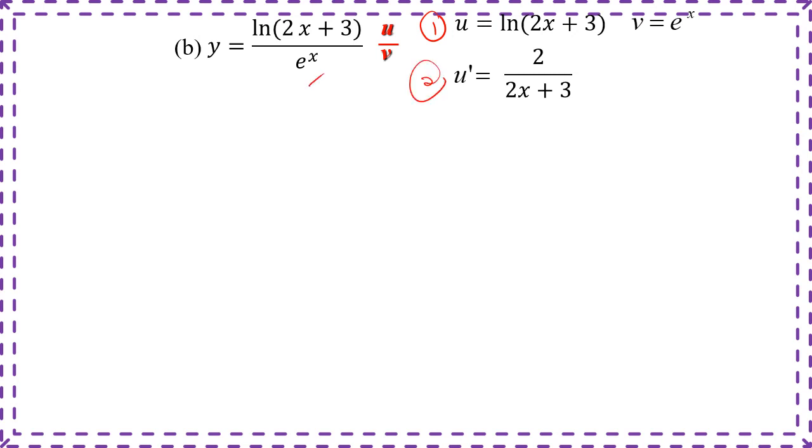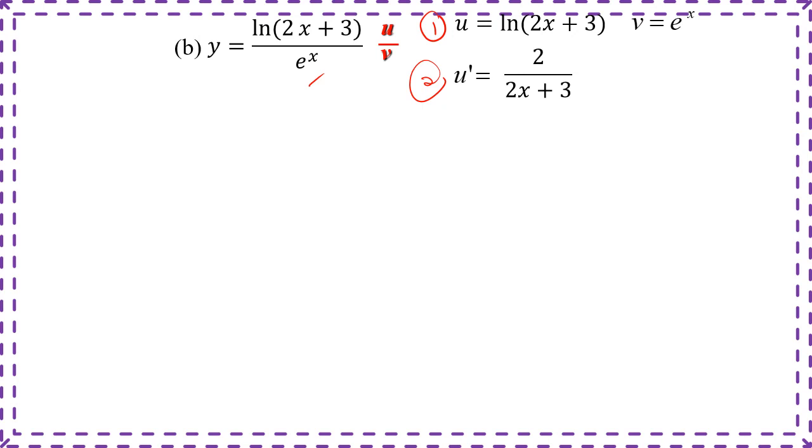Okay, now for B, we have to apply the quotient rule. So we have u over v. The first step is to write down your u and v. So u is equal to natural log of 2x plus 3 and v is equal to e to the power of x. And then for the second step, find the derivative of natural log of 2x plus 3.